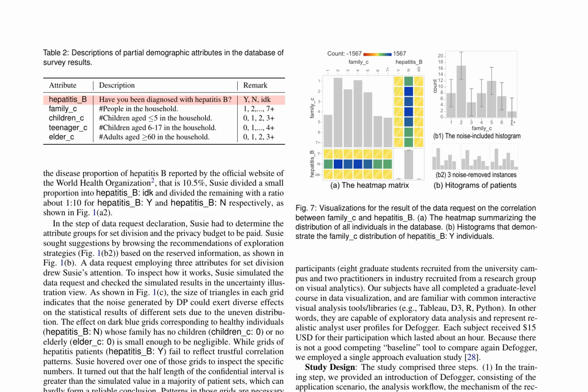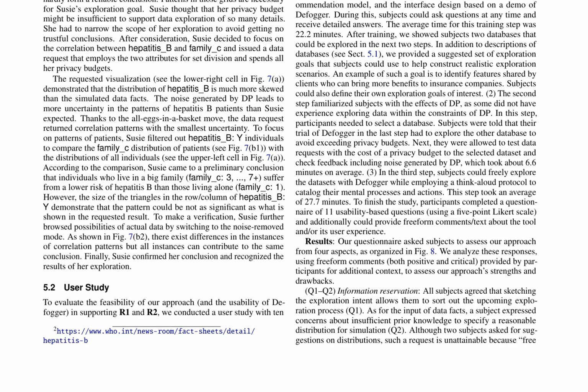After considering the limitations of her privacy budget, Susie decides to focus on the correlation between hepatitis_B and family_C, using a data request that employs two attributes for set division and spends her entire privacy budget. The resulting visualization shows a more skewed distribution of hepatitis_B than the simulated data, and Susie is able to identify a preliminary correlation pattern. Further verification of the pattern is conducted by switching to the noise-removed mode and exploring the actual data. The results confirm Susie's preliminary conclusion, suggesting that individuals living in big families may have a lower risk of hepatitis B than those living alone.